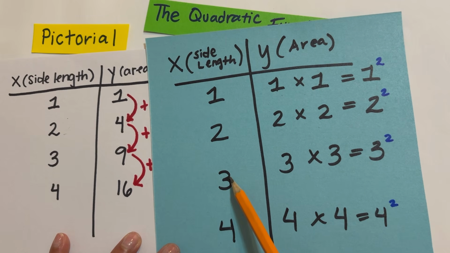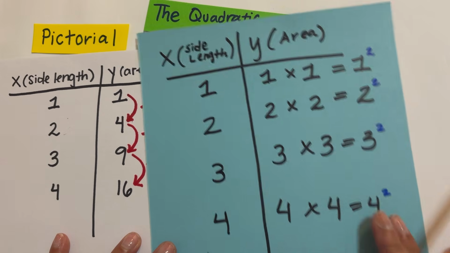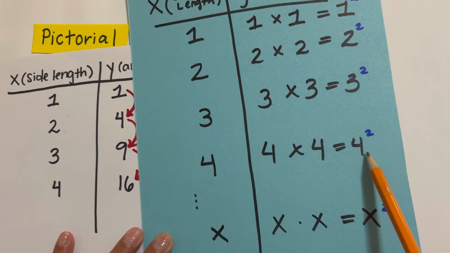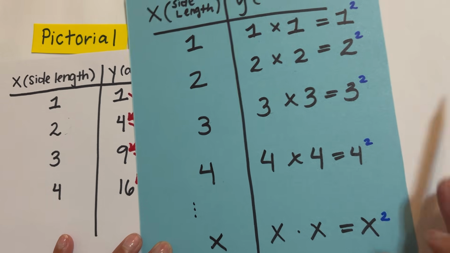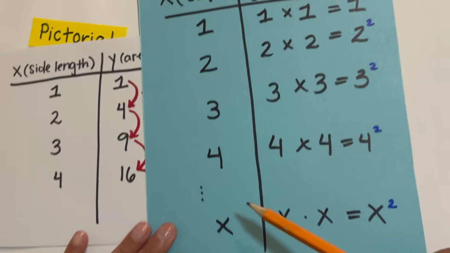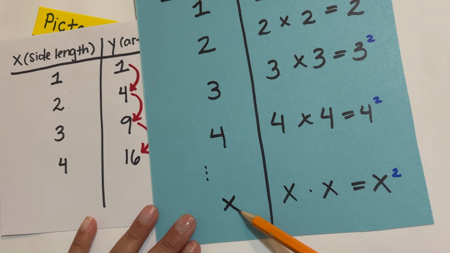When the side length was 3, the square was a 3 by 3. 3 times 3 is 9. We can show that as 3 squared. When the side length was 4, 4 times 4, we can express that as 4 squared. But what if I wanted to build bigger squares? Any number of squares, 5, 6, 10, 100, we can use the letter x to represent any size square. The side length is x, any number we choose.